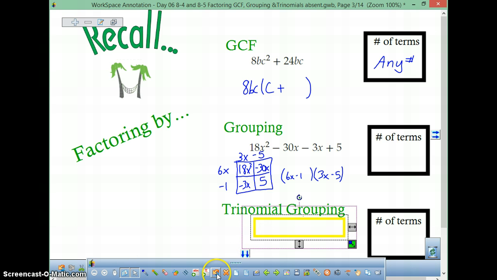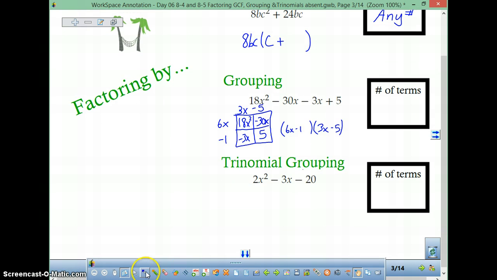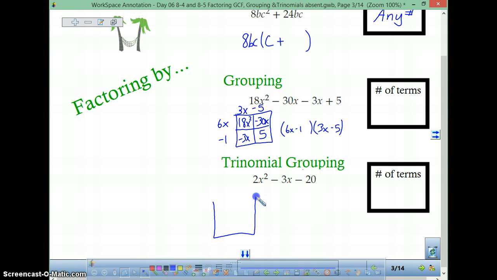Try the trinomial grouping. Raise it up a little bit. Trinomial grouping. If it's a trinomial, we know we're going to use a box just like we did for grouping. So let's begin with what we know. We know that the term with the highest degree goes in the first box. We know the term with the least degree goes in the last box. The problem comes with this middle term.